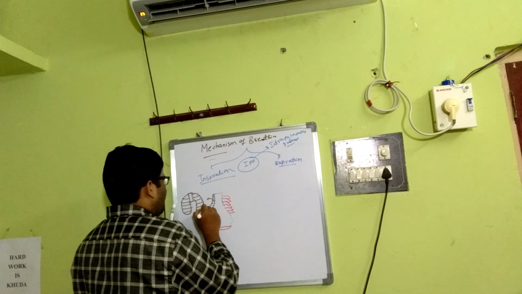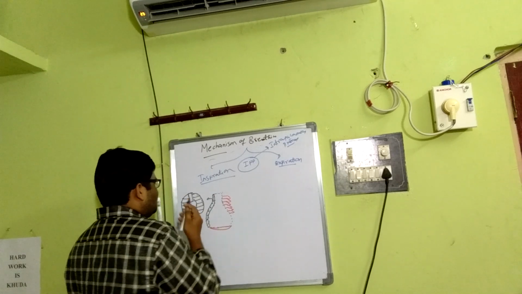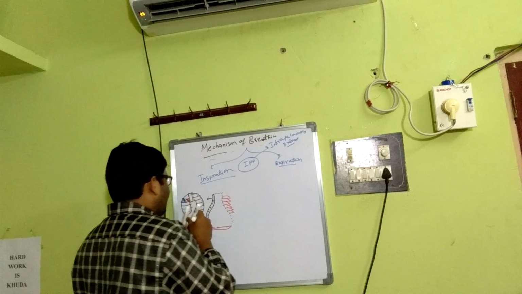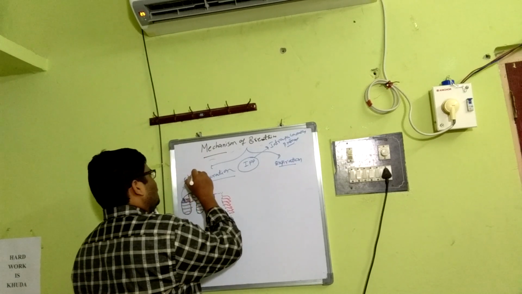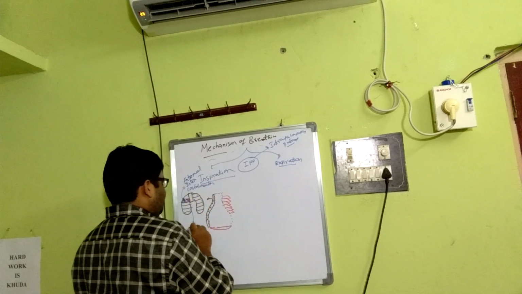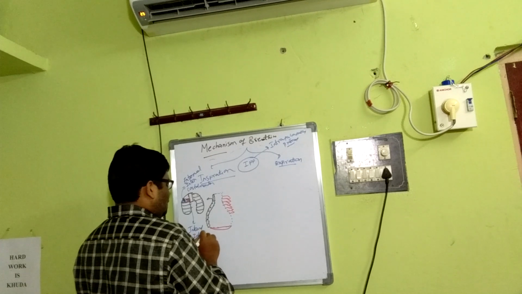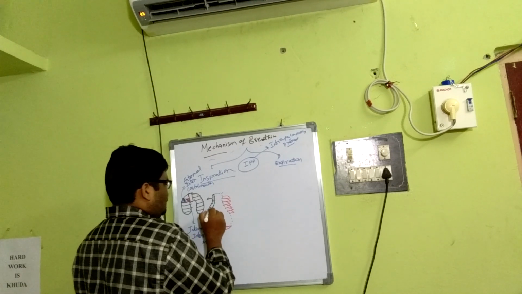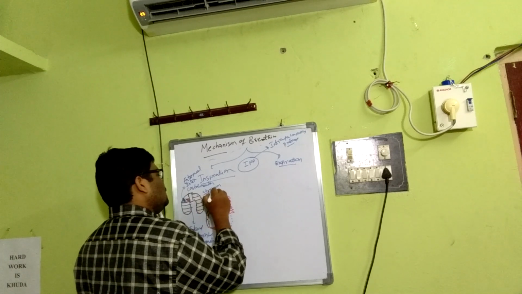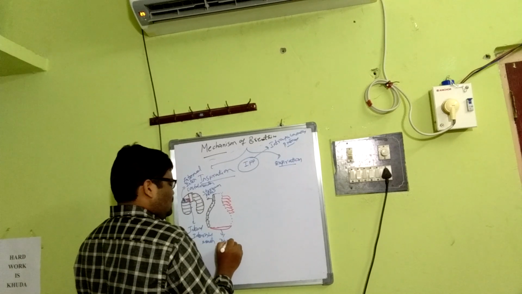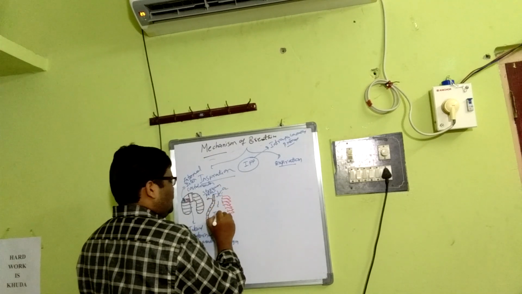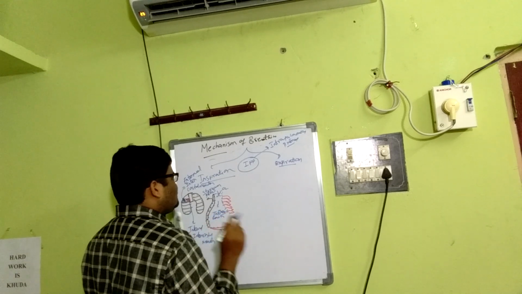During this process, the external intercostal muscles' position will be like this. The external intercostal muscles and the internal intercostal muscles will be like this. This is the rib cage, that means the sternum and the ribs. This is the diaphragm, and this is the thoracic cavity. The air is moving inside. That means the size of the thoracic cavity is increased.